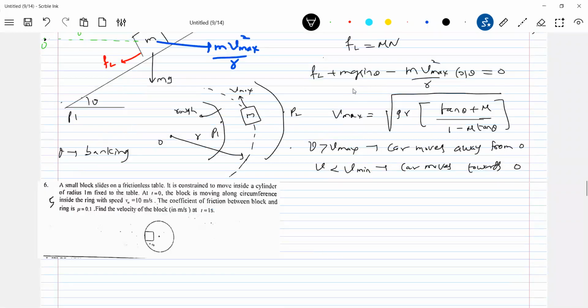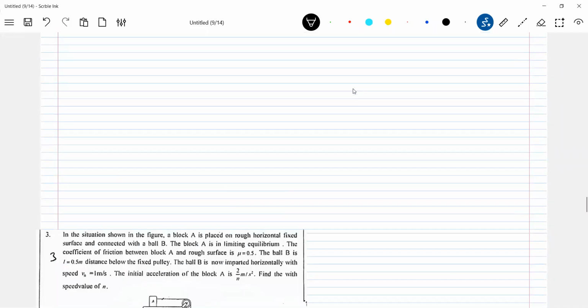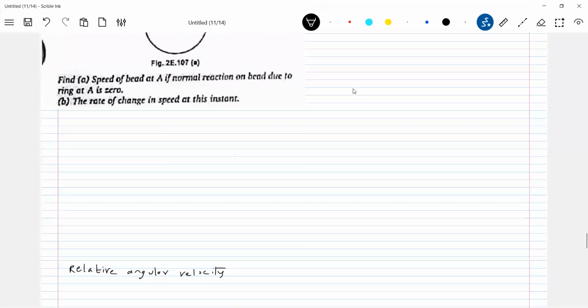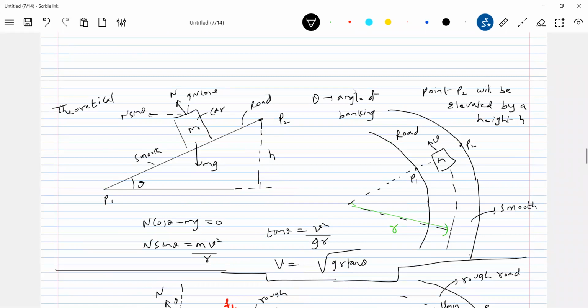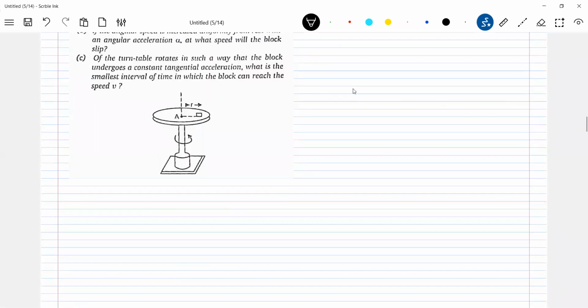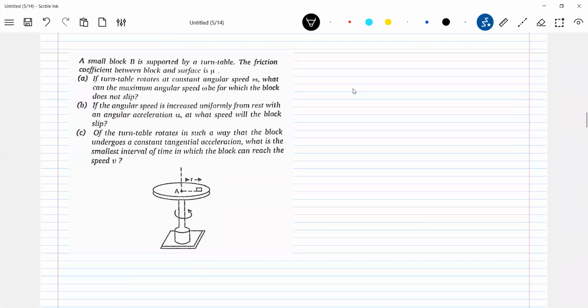I'll introduce one more. Yeah, this is again a very good problem. The idea of friction you're going to get very clearly. A small block B is supported by a turntable. The coefficient of friction between block and the surface is mu. If the turntable rotates at constant angular speed omega, what is the maximum angular speed omega for which the block does not slip? Okay, fine. I think we already discussed this.